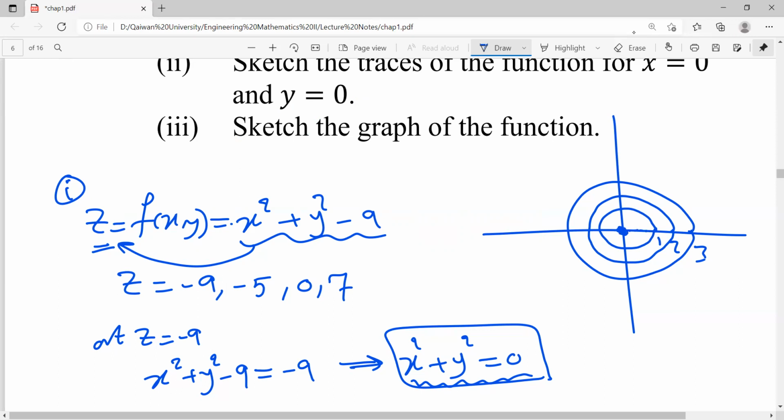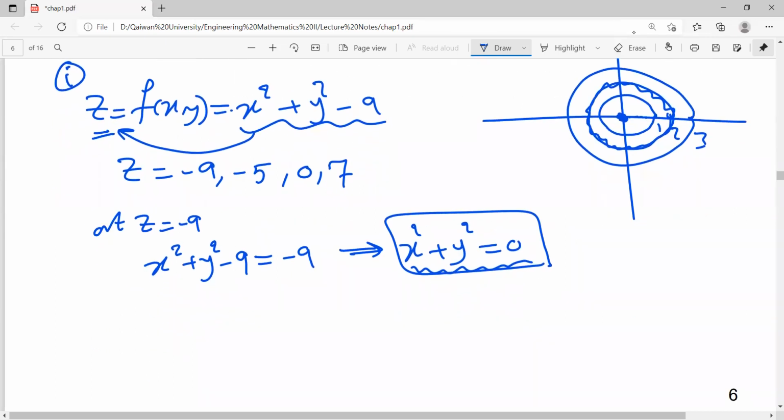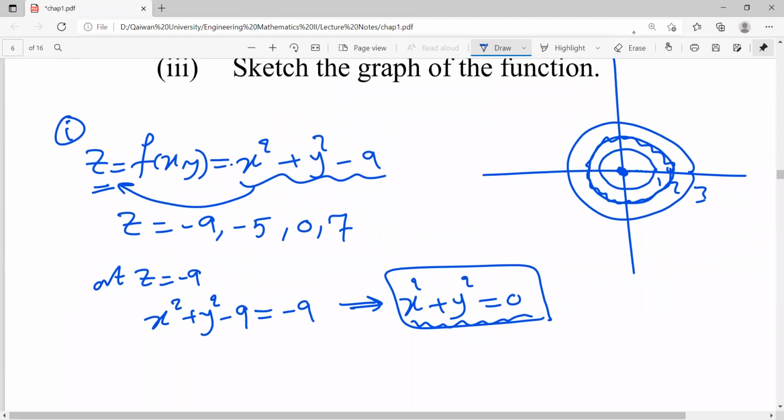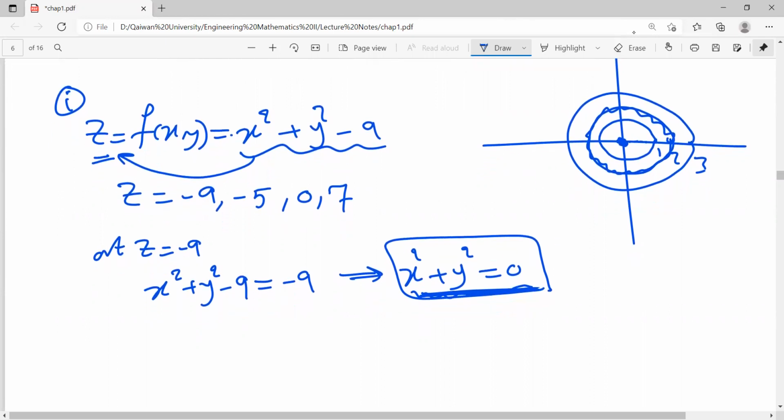We are going to do it one by one. It becomes 4, so that means the radius is 2. So this one will be the graph of the function where z is -5. For z is -9, the graph is only a point at the origin, because here we have no radius for the circle. That means it's only a point.